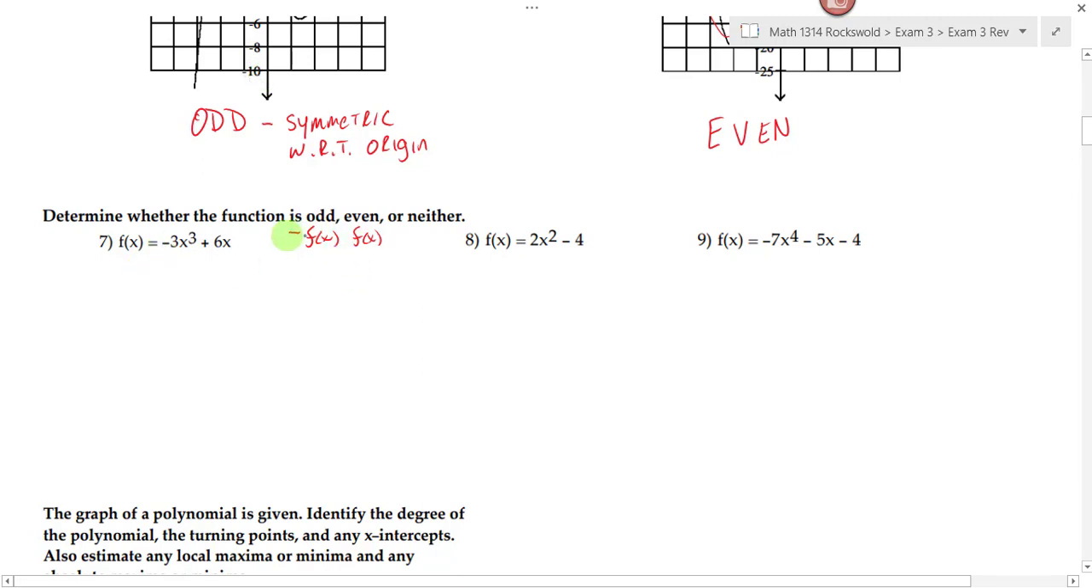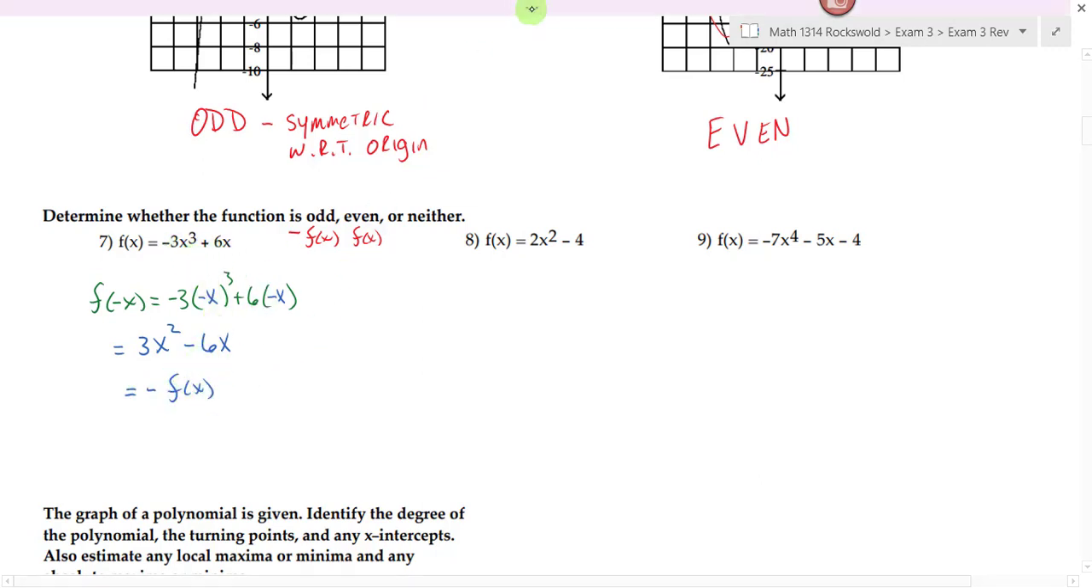So to determine if this is even, odd, or neither, what I would look at is f of -x. So here I would replace x with -x, and that's going to give me -3 times a negative cubed is a negative, and a negative times a negative is positive. So this is going to be 3x squared, and positive 6 times -x is -6x. Is this the same function that I started with? It's the opposite of what I started with, so this function is odd.